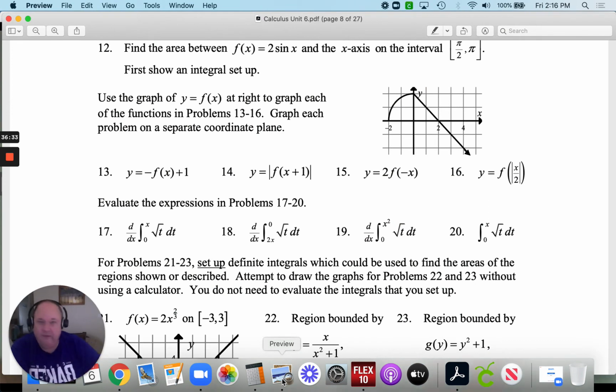For number 14, it's the absolute value on the outside. So the first thing, I'm going to write it down: the absolute value of 5x, f at x plus 1. And again, write down the key points: (-2, 0), (0, 2), (2, 0), and (4, -2).